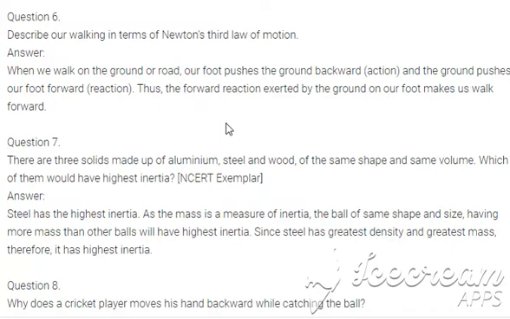Steel has the highest inertia because as mass is a measure of inertia, the ball of the same shape and size having more mass than the other balls will have the highest inertia. This is because steel has the highest mass, because steel has the greatest density. Now density is mass by volume. So as steel has the greatest density, its mass would be highest. Therefore steel has the highest inertia.